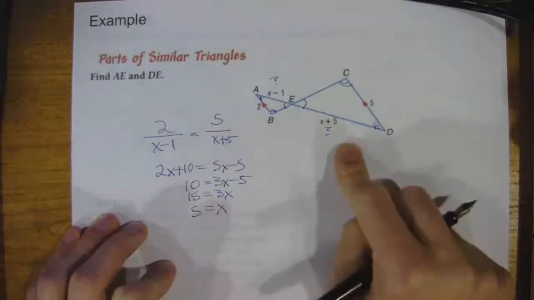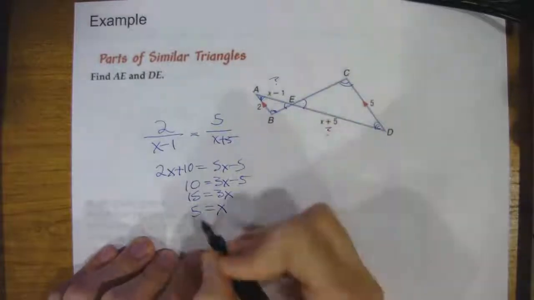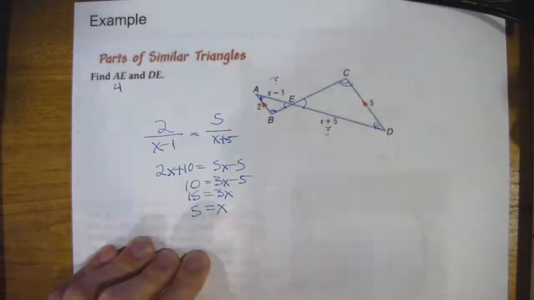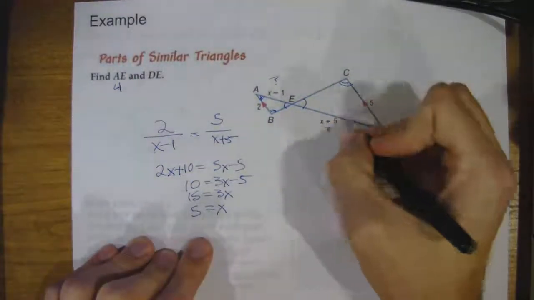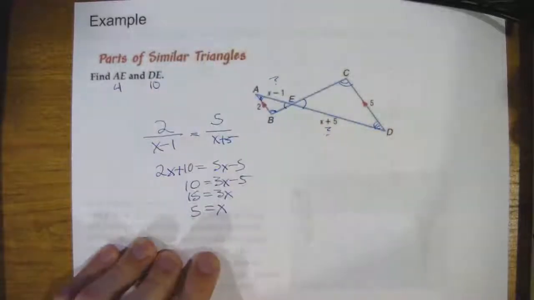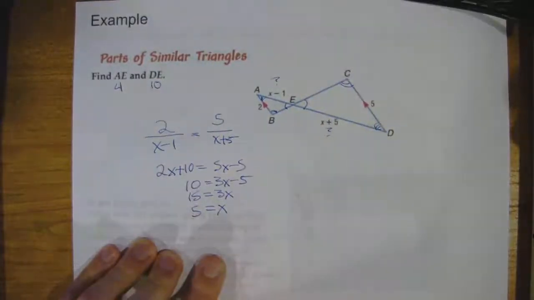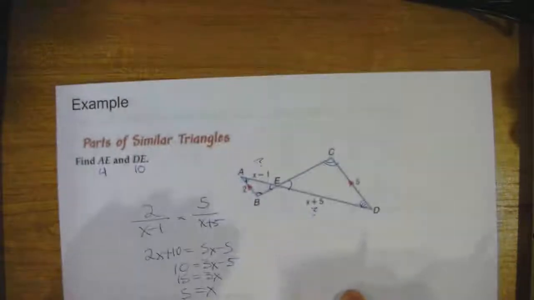So then all we have to do is plug this in. So AE, if I take 5 subtract 1, that will be 4. And then if I take 5 in here, we will get 10. Looks good to me. All right, let's try another.